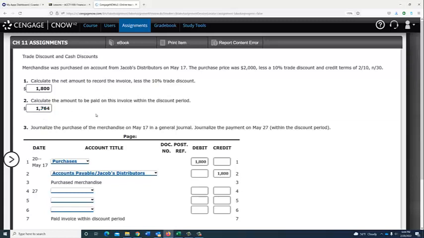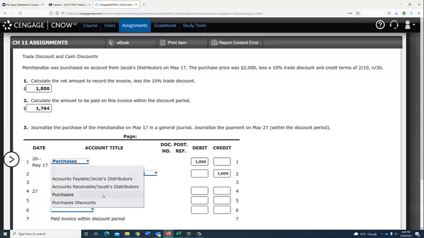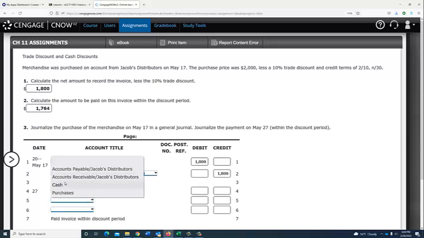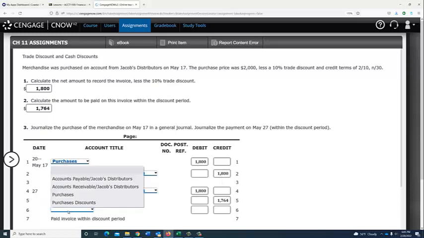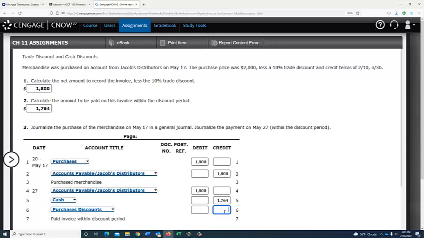Now we need to journalize this payment. All right, so since it's a payment, we're going to credit cash for the $1,764. We're going to debit accounts payable for the full 1,800 because we need to zero out this 1,800 that we increased our liability by. So this 1,800 fully offsets this 1,800, so our account is clear. And then we're going to make a separate entry for the purchase discounts.